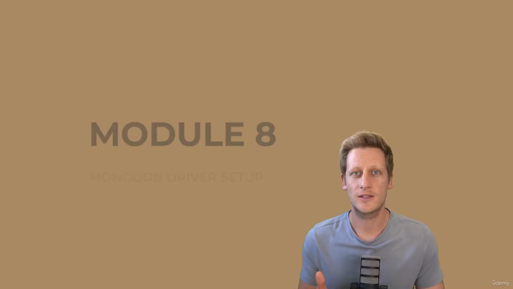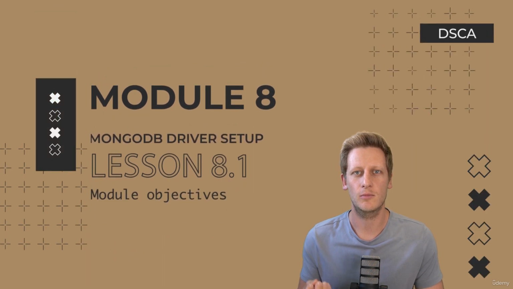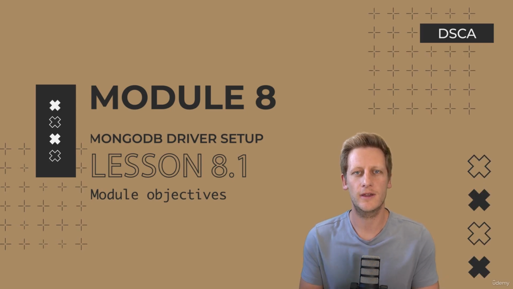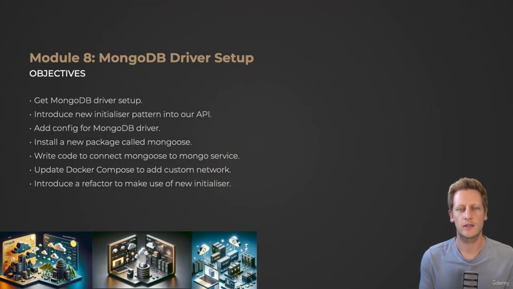Module 8 is going to be all about setting up a MongoDB driver in our Express API. And as always, let's just take a quick look at what we want to try to achieve by the end of this module. The high level end goal here is to get a MongoDB driver set up, and that's going to mean a few things. The first one is to introduce a new initializer function into our application, which we can make use of. And so that's where we're going to add our setup of our MongoDB.